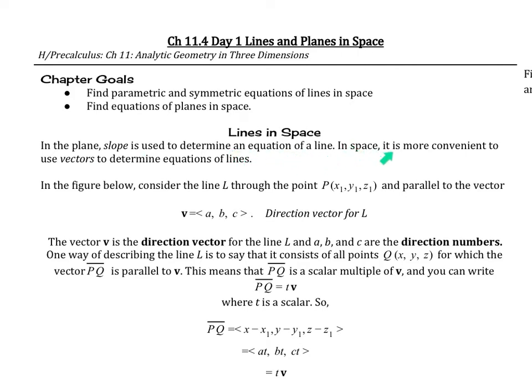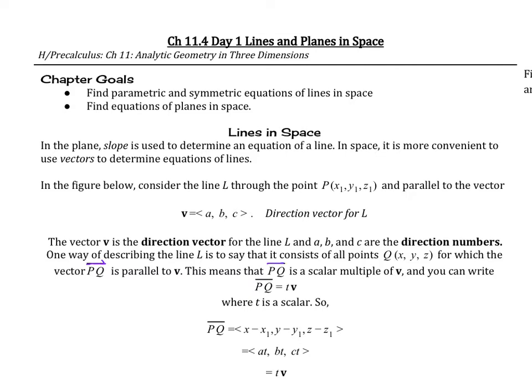In space, it is more convenient to use vectors to determine equations of lines. In the figure below, consider the line L through the point P(x1, y1, z1), and parallel to the vector v = <a, b, c>. The vector v is a direction vector for the line L, and a, b, and c are the direction numbers. One way of describing the line L is to say that it consists of all points Q(x, y, z), for which the vector PQ is parallel to v.